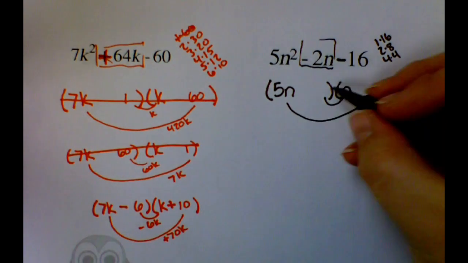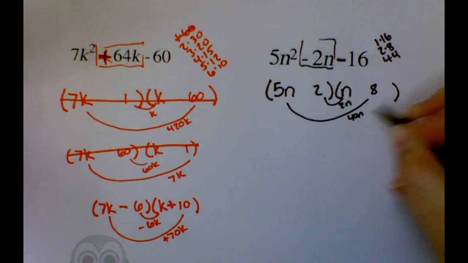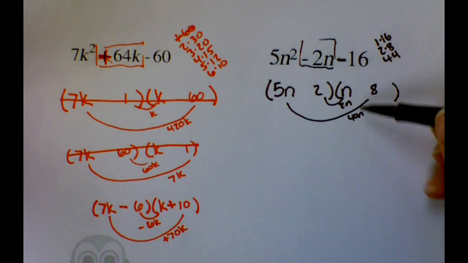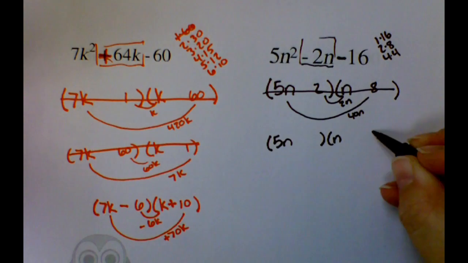Let's see, let's try 2 and 8. Well, here I get 2n and 40n, and there is no way I'm making the 2n in the middle with a 2 and a 40. But never give up on it until you've tried both directions.